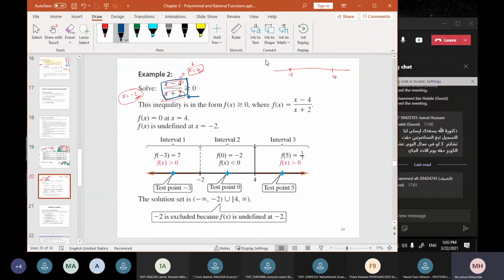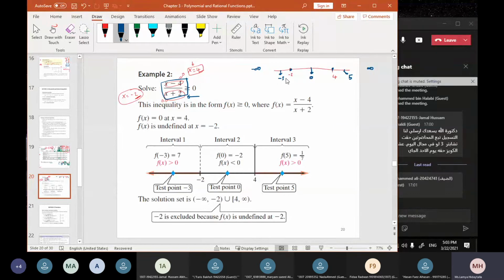Okay, like this means from -infinity up to the point -2. Like what? Take any point here, for instance -3, correct? The other interval is between -2 and 4. Also take any point between -2 and 4. The easiest is 0, right? I can take the point 0. And then after that between 4 and infinity, this goes to infinity. Take any point here, for instance I can take the value 5.